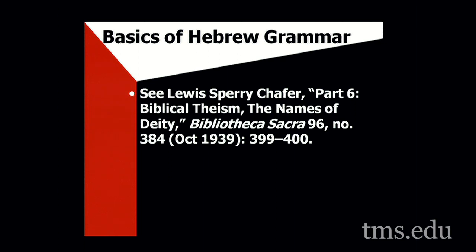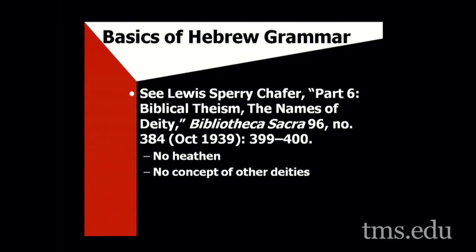And this was identified clear back in 1939 by Lewis Sperry Chafer when he was dealing with the names of deity. And he pointed out that in Genesis 3:5, if you're going to have this as gods or supernatural beings, where did they get the idea? Where would Adam and Eve have such an idea? Genesis 3:5 is before the fall. In their unfallen state, there are no heathen. So there can be no gods. There's no concept of other deities because there are none. It took unbelievers to bring that concept into the creation. There's no such thing as gods before the fall.